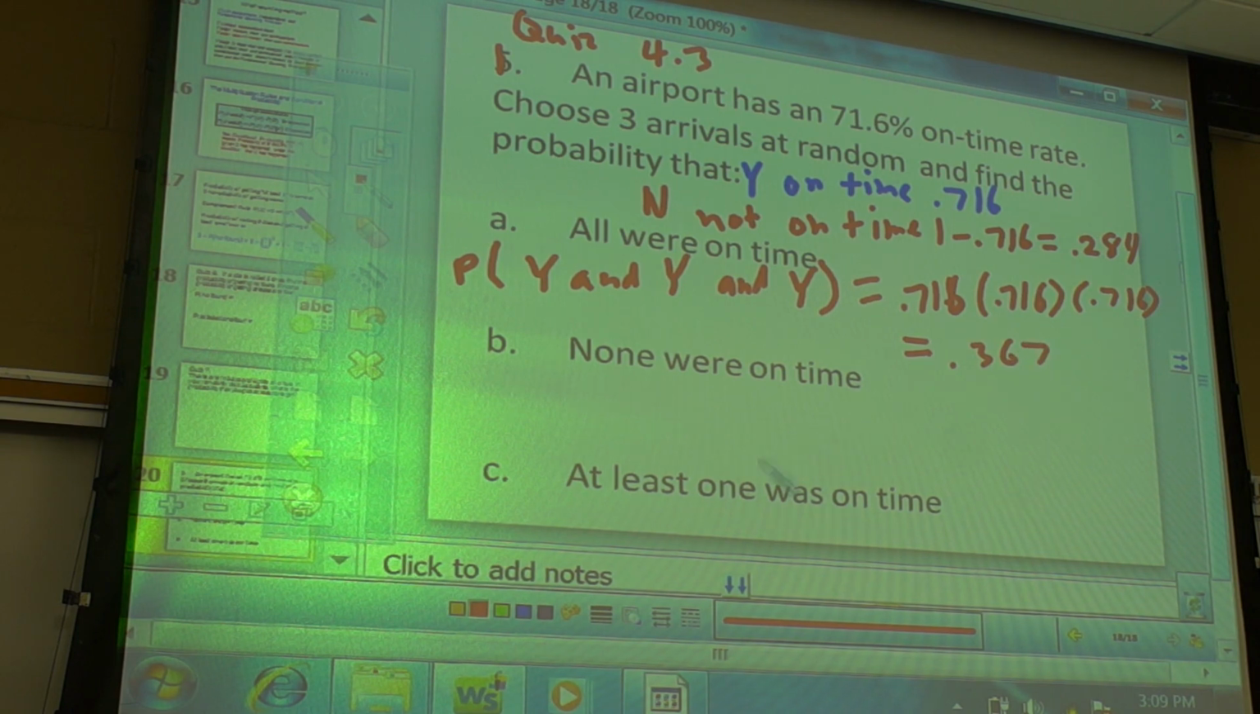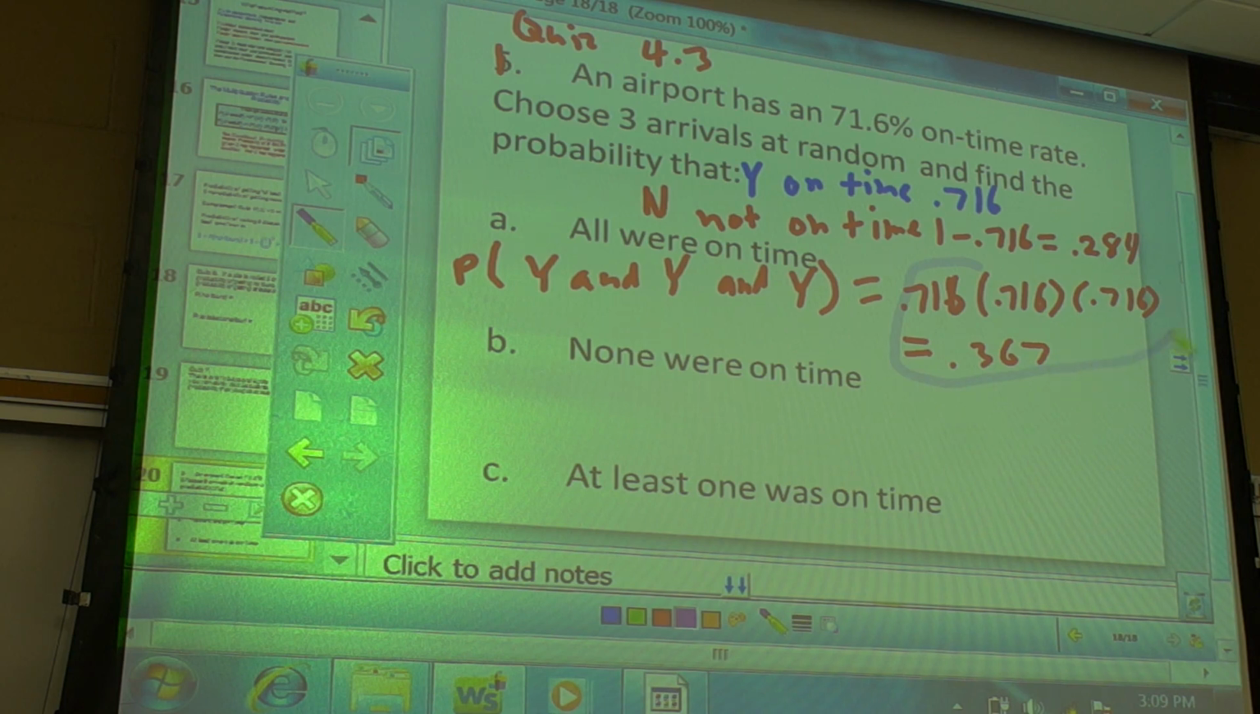On the test, do we have to do all that? Nope. So on the test, this is what you need to give me. I need this part right here. Now, you could also write that as 0.716 to the third, that's fine. But you can't just give me the number without telling me how you got it.